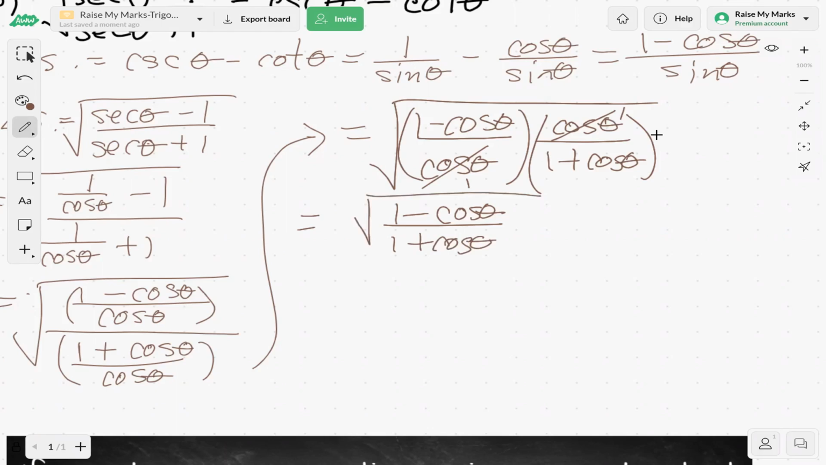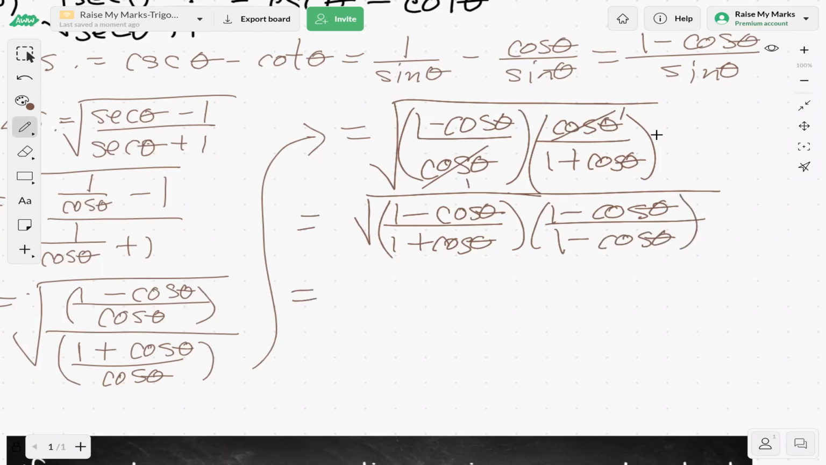Okay, we're still not there. So I'm going to work under the square root, and let's multiply it by the number 1. But we're going to write the number 1 as 1 minus cos theta over 1 minus cos theta. Okay, and let's see what this gives us. So in the numerator, we have 1 minus cos theta all squared. In the denominator, what do we have? We have 1 plus cos theta times 1 minus cos theta.